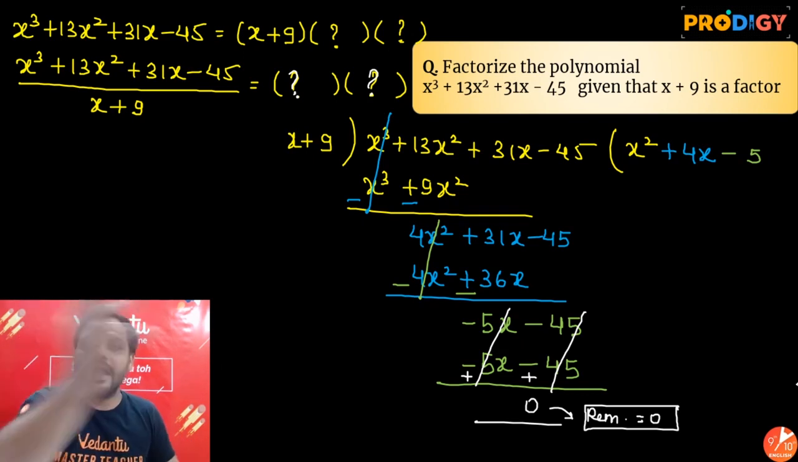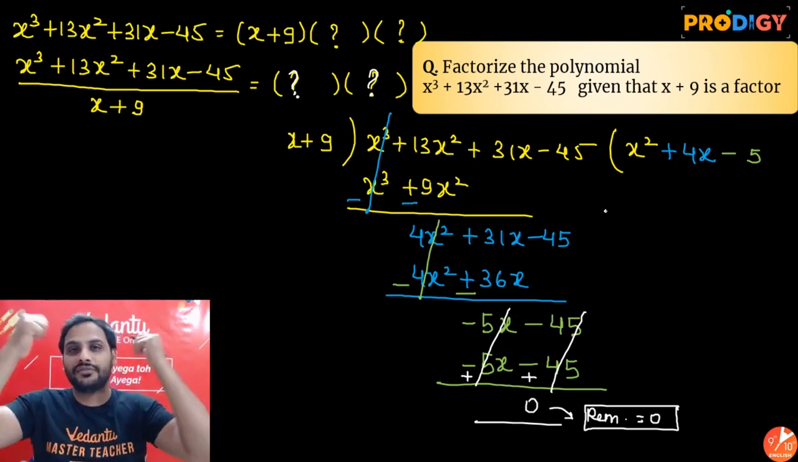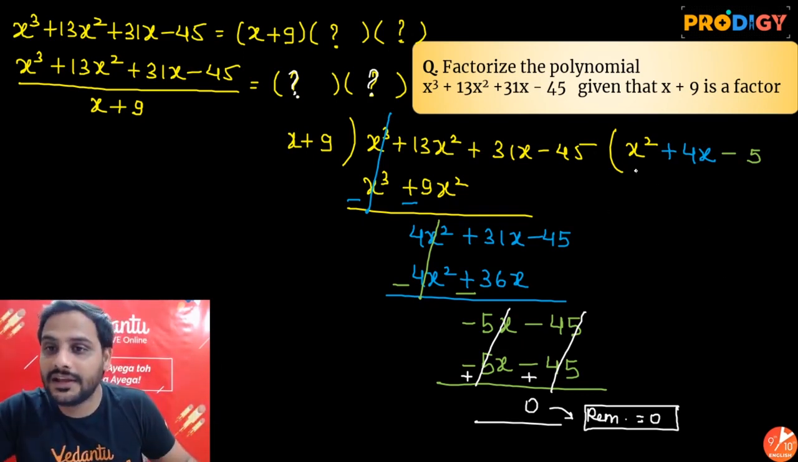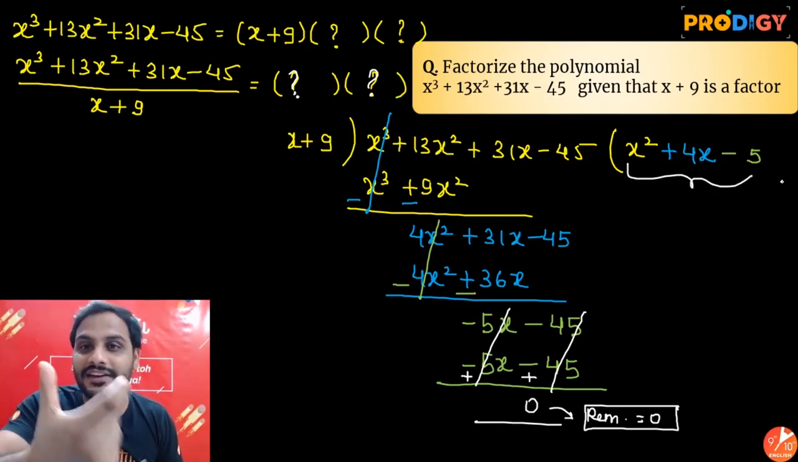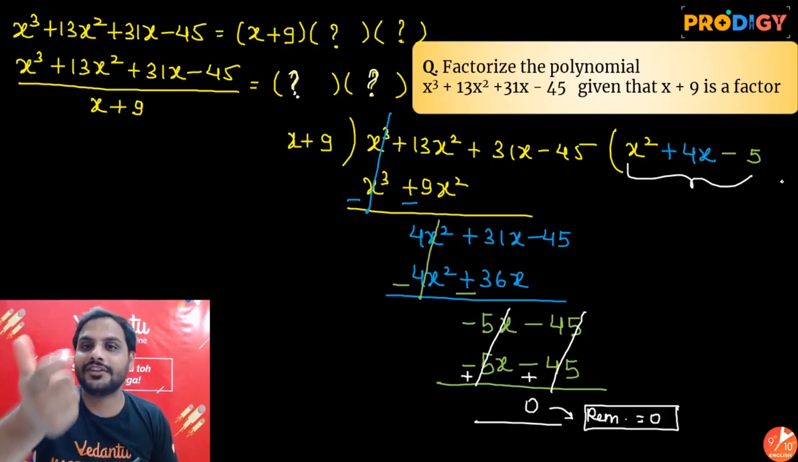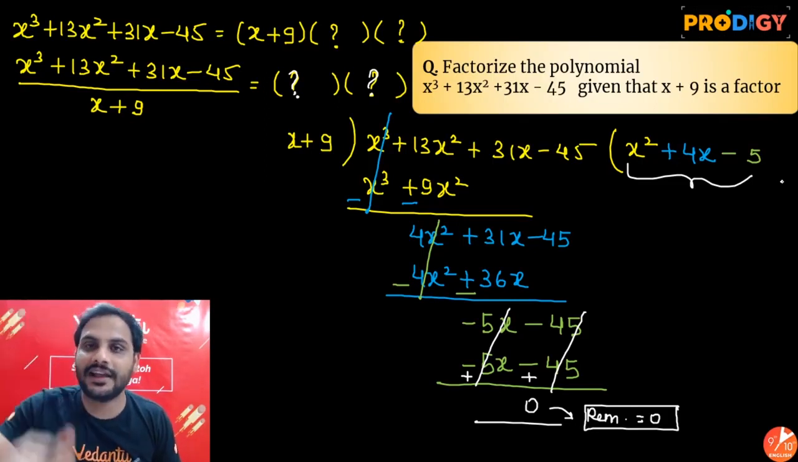I told you that you do this division, you get the remaining two factors. You will say, sir, you lied to us. Where are my two factors? Obviously, I will say, here are your two factors. You will say, sir, it is only one. See, it is a quadratic polynomial. You can factorize it further.